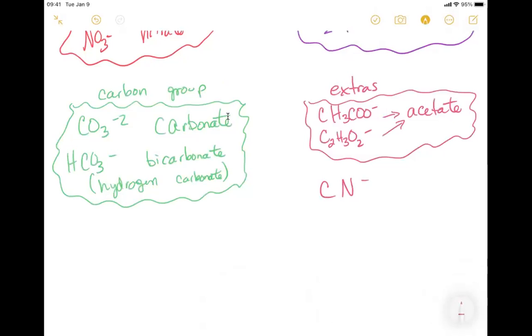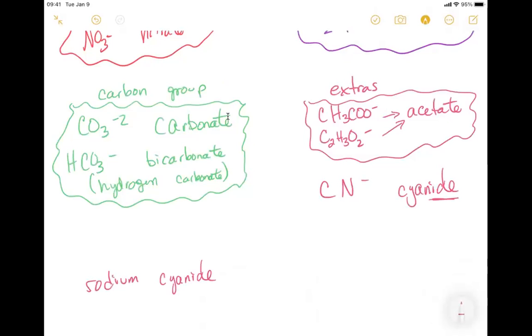CN minus. This is called cyanide. This is one of 3 polyatomic ions that actually ends with IDE. But here's the thing. If I give you a name, like I say, sodium cyanide, and we'll practice this next week because I don't know if I'll have enough time to go through it.